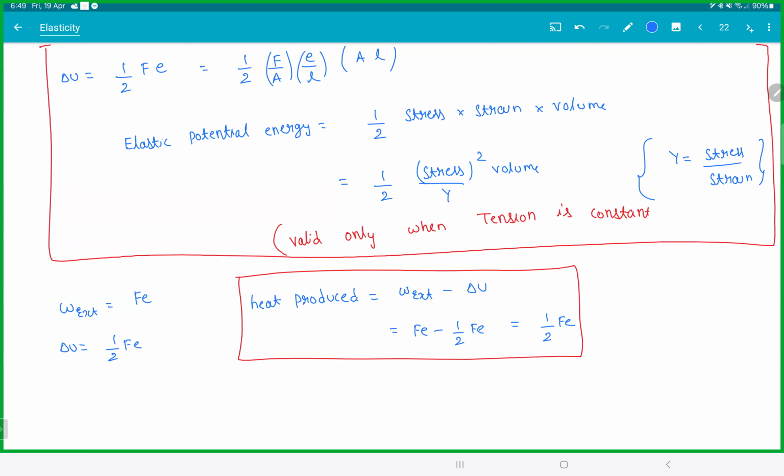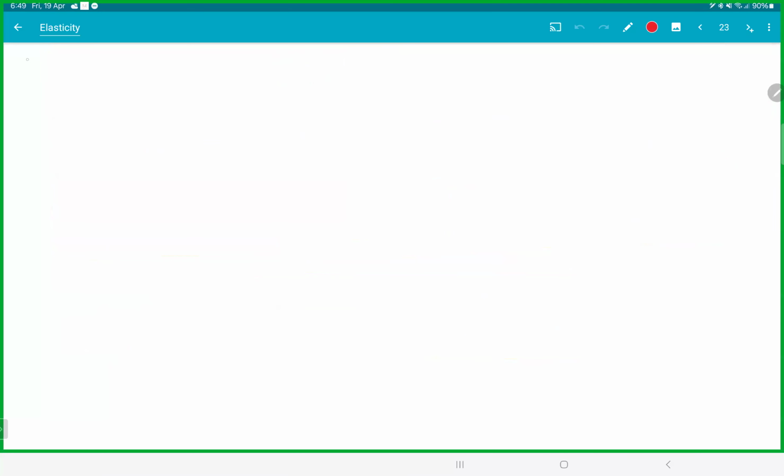Clear with this? Now, what happens if tension is variable? This is an important one. You can put a star. If you see this whole chapter, these are the two main formulas. If you have constant tension, this is the formula for elongation: e is equal to tension times L by AY. Energy stored will be half Fe, or half stress square by Y into volume. So use these formulas.